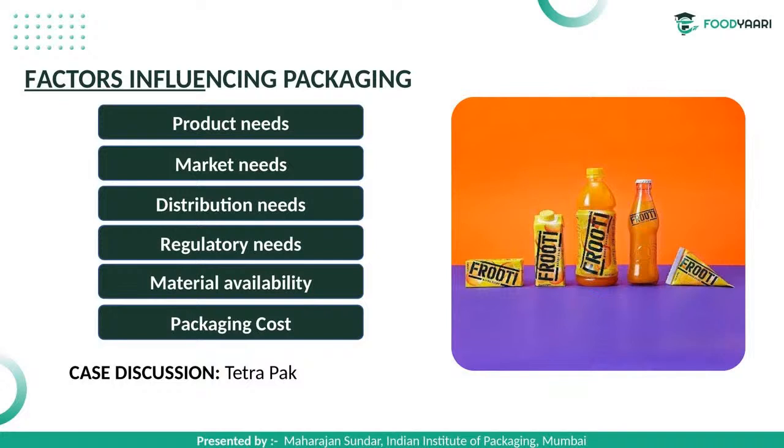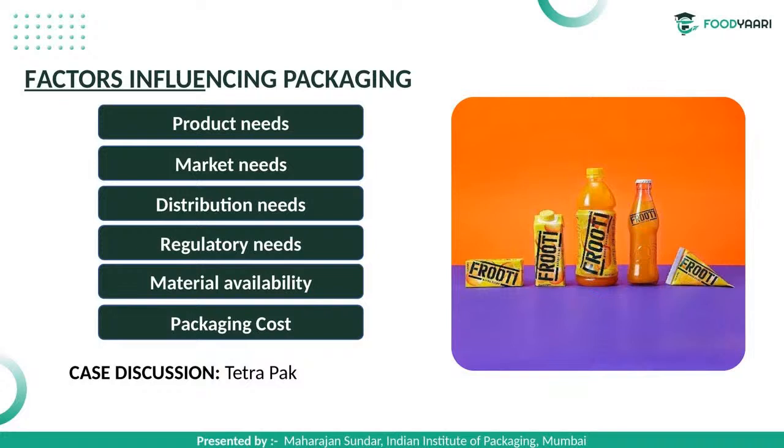all the things are written on paper. For example, product needs will be written, market needs will be written, distribution needs will be written, regulatory needs will be written, material availability will be written, and the cost for different packaging materials we have thought of will be written. But while ticking every box, the regulatory need will not support the thing. For example, in this case, we will discuss a Tetra Pak.